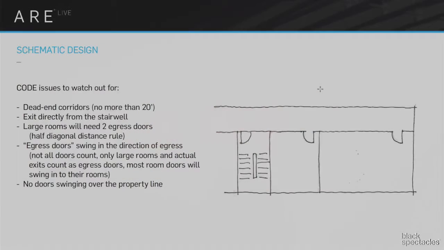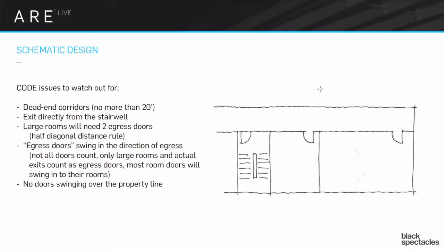Some of the code issues to be thinking about, one of them is the idea of the dead-end corridor. Essentially, every building that you design in a commercial setting will end up being something like a corridor with a stair at either end. That way, if somebody comes into that corridor in a panic and decides to go to the left, they're going to find a stair to be able to get out.